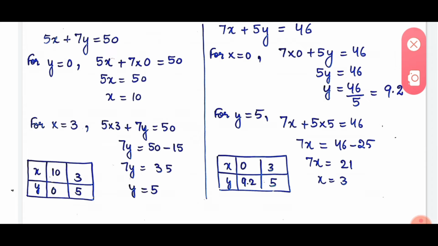Now that we have got the equations, let us find the points to plot. The first equation was 5x plus 7y equals to 50, right? So let us substitute the value of y as 0 here and then find the value of x. 5x plus 7 into 0 equals to 50, or 5x is equals to 50, right? When this 5 is transposed to the right hand side, you will get 50 upon 5, which will be equal to 10. That means the value of x will be 10, right?